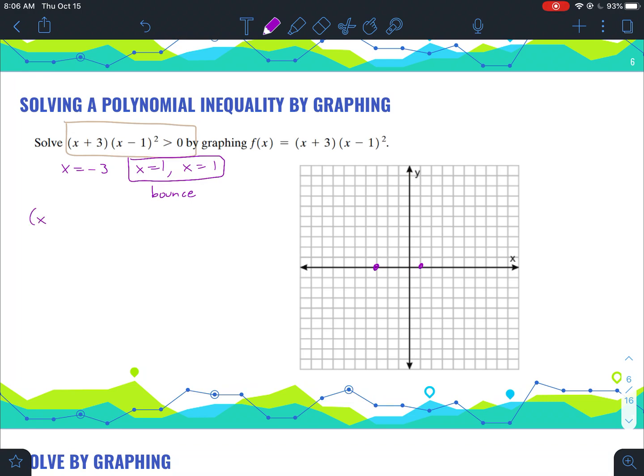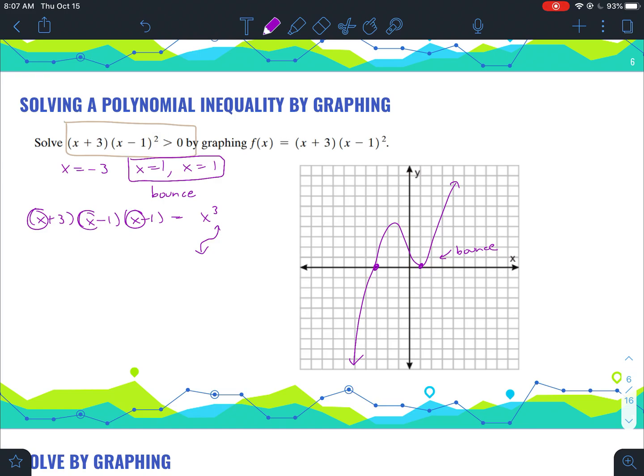And if I multiply this out, x plus 3 times x minus 1 times x minus 1, my biggest x term, or my degree, would be x to the third. So my end behavior should be down and then up, or it falls and then rises. So it's going to bounce off of 1. It's going to go through at -3. So it's going to bounce off here and then continue up. So at 1, it bounced. And it cut through at -3.